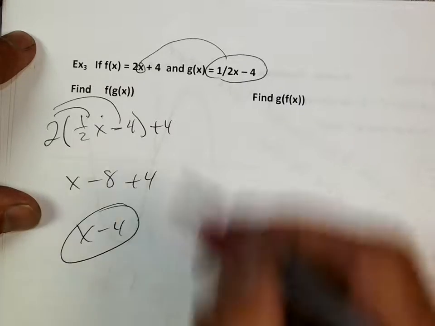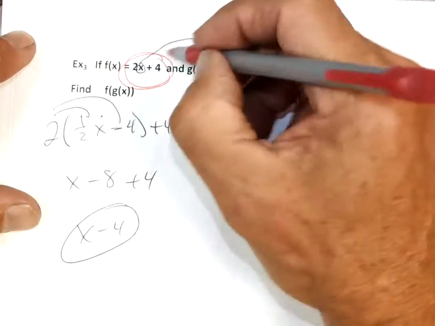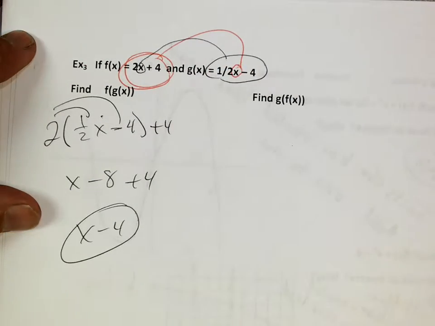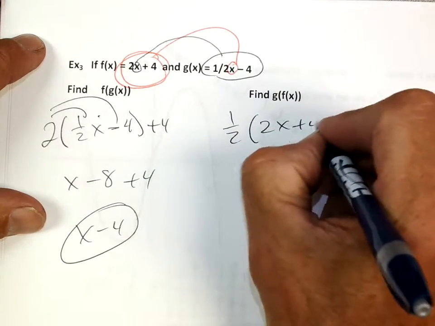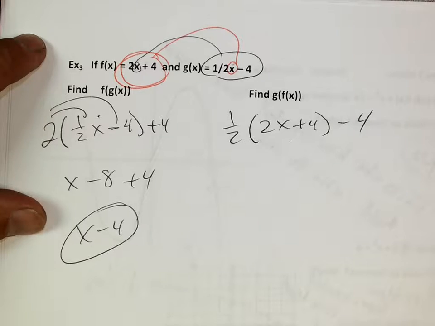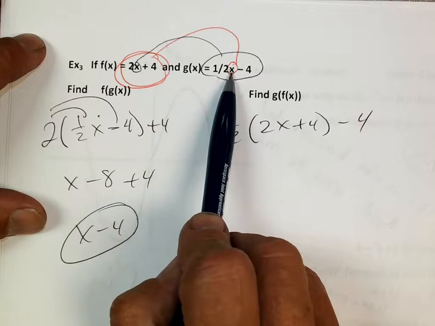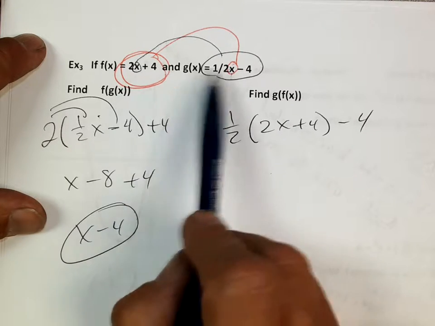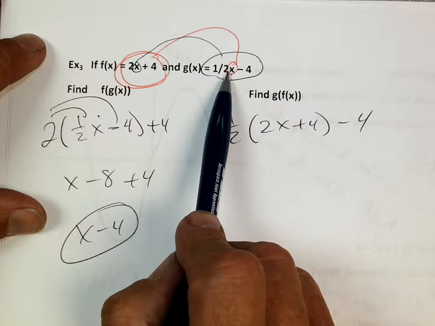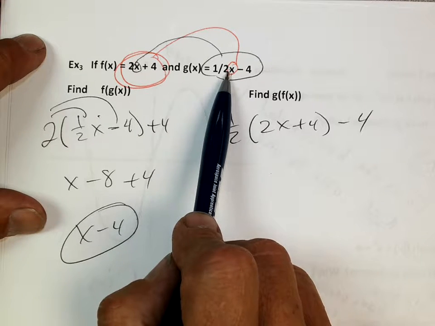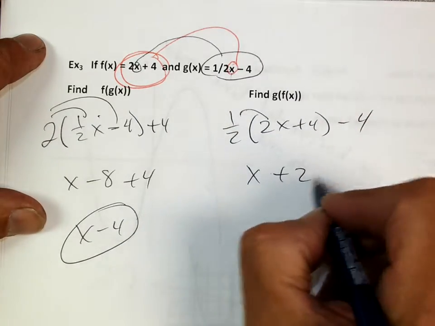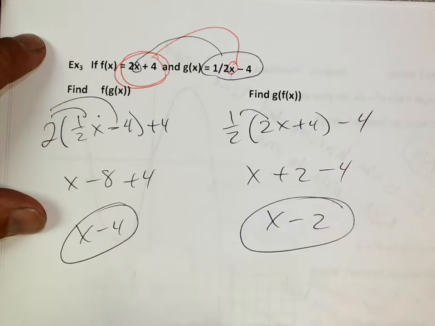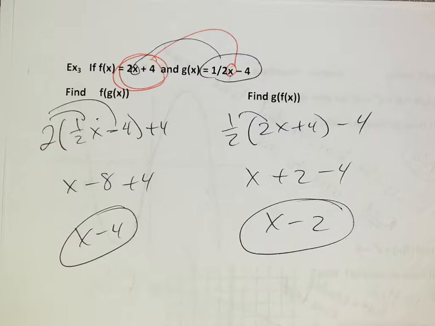Now let's do the other one. Let's put f of x into g of x. It's going to go right there, right? So I'm going to have 1/2 times 2x plus 4, minus 4, right? Am I going too fast? So I took all of this and plugged it into there. So now f is inside of g. Don't say that too fast. I know you would like to say this fast. I get x plus 2 minus 4, and an x minus 2, okay?